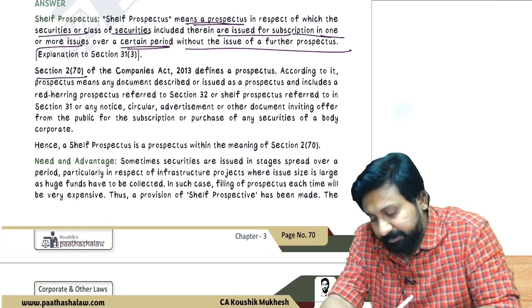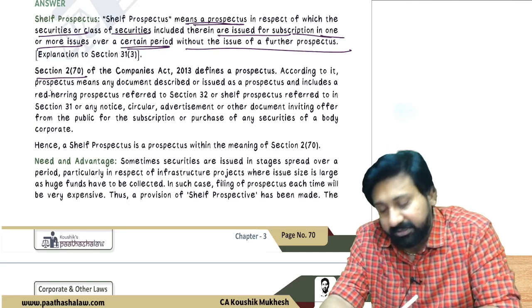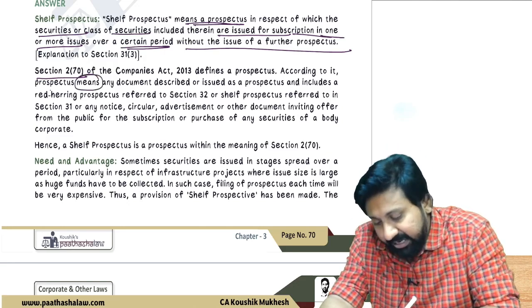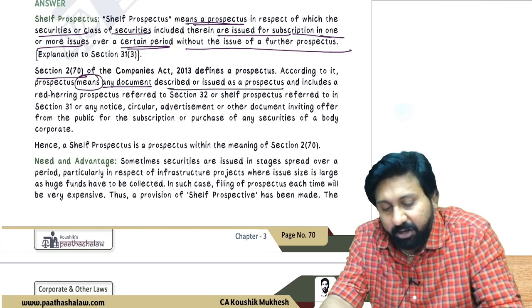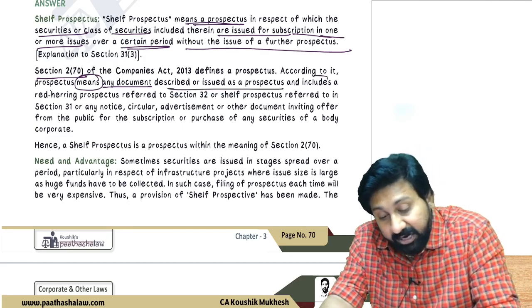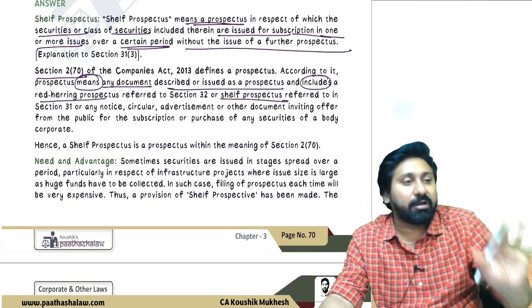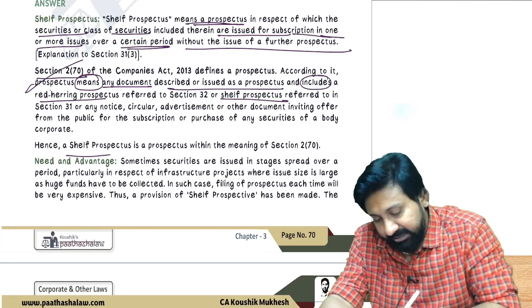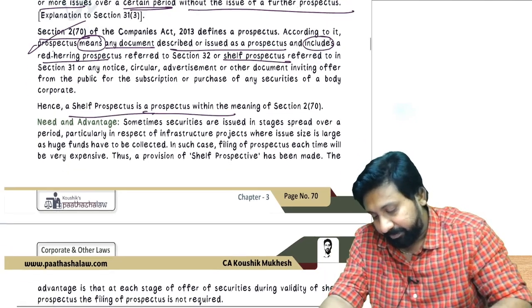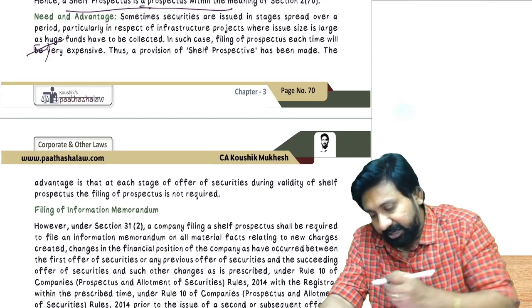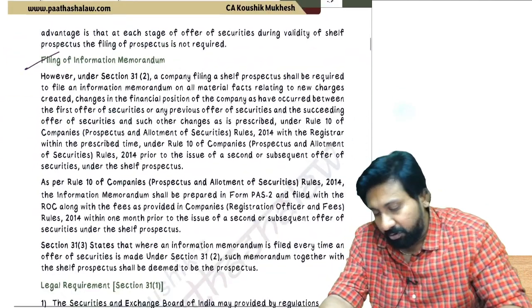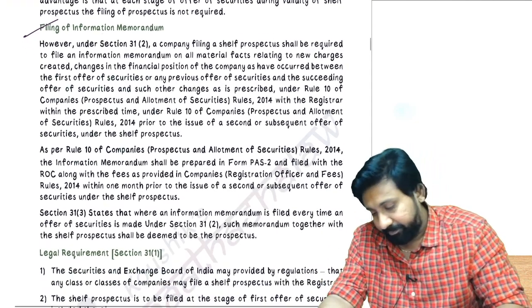What is the prospectus under Section 2 clause 70? Prospectus means any document described or issued as a prospectus. Not only that, it includes red herring and shelf. So a shelf prospectus is one of the prospectuses. Hence, a shelf prospectus is a prospectus. Next, need and advantage we don't need. Directly come to the filing of the information memorandum.